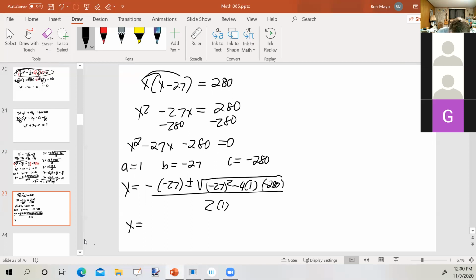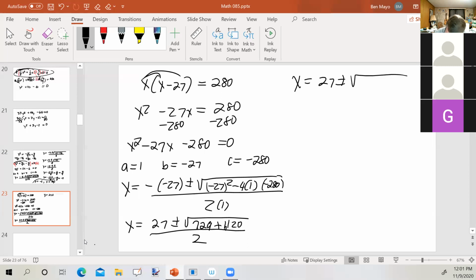So x equals positive 27 plus or minus, let's see, negative 27 times negative 27 would be positive 729. And then minus 4 times 1 times negative 280 is going to be plus, let's see, 4 times 1 times 280 is 1120, all over 2.